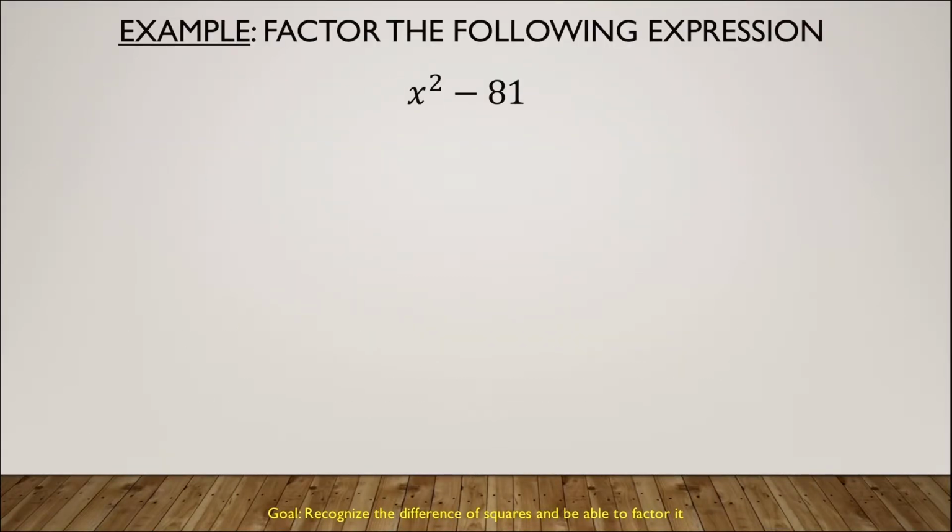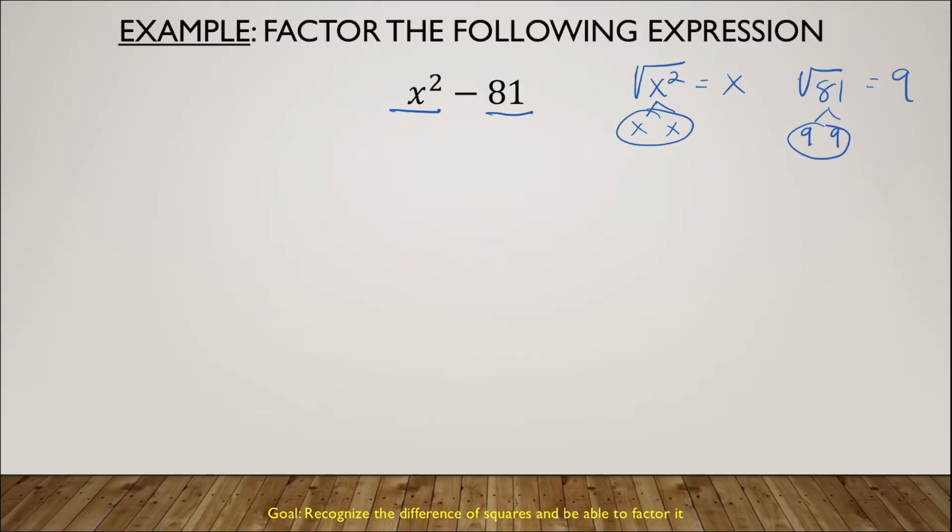It says factor the following expression. I have to ask myself, is x squared a perfect square? The square root of x squared is x, right? We get x times x, and one of them comes out, so I get an x. Now I ask, is 81 a perfect square? Well, 81 can be broken into 9 times 9, and one of them comes out. The square root of 81 is 9. So it is.